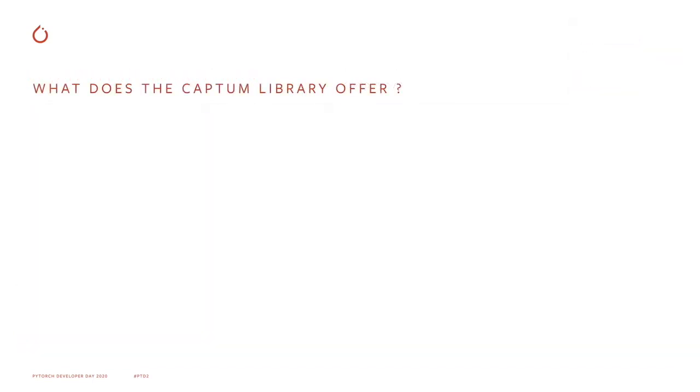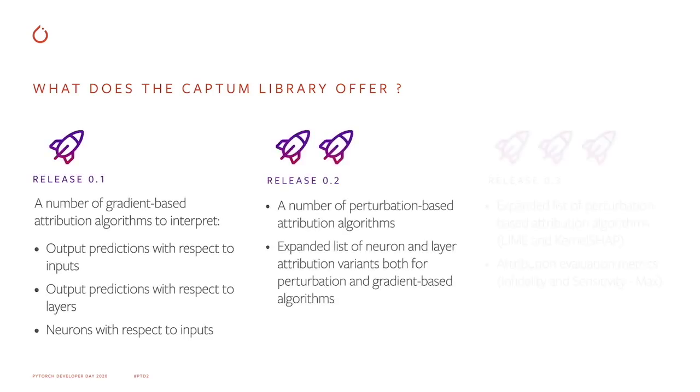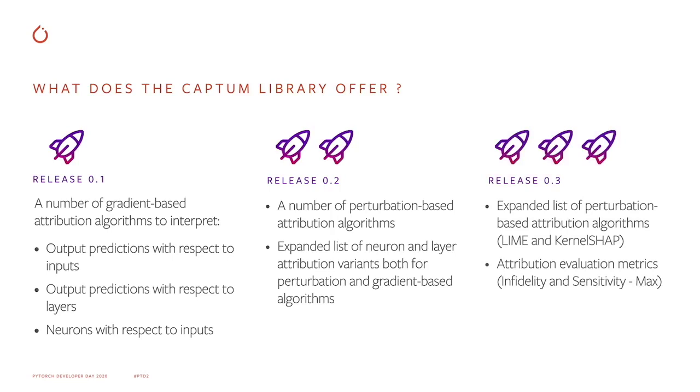Now let's look at what we offer in our third release of the library. So in the third release of the library, we expanded the list of perturbation-based attribution algorithms and added LIME and Kernel SHAP. Besides that, we also initiated the Captum.metrics package and added two evaluation metrics called infidelity and maximum sensitivity. These two approaches allow us to evaluate the goodness of attribution algorithms.